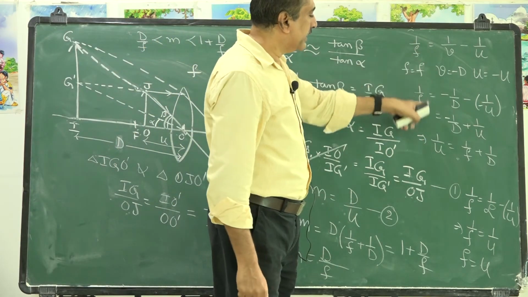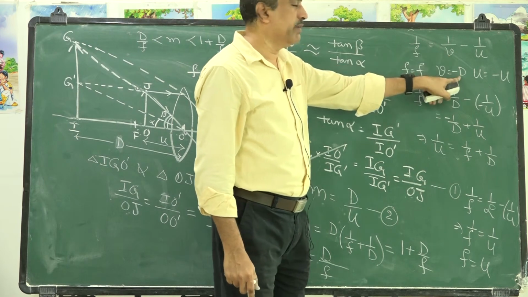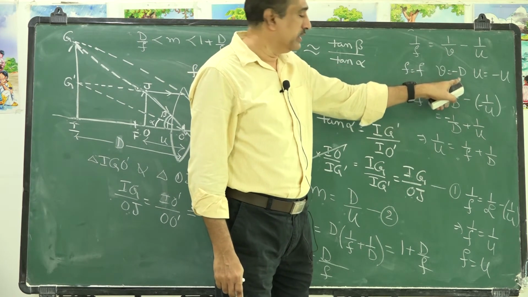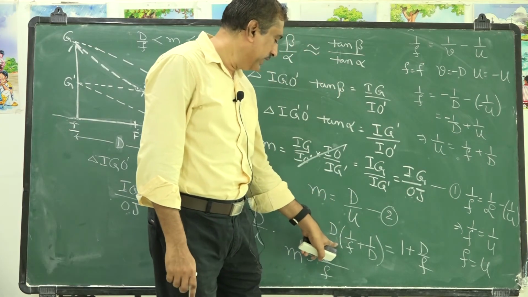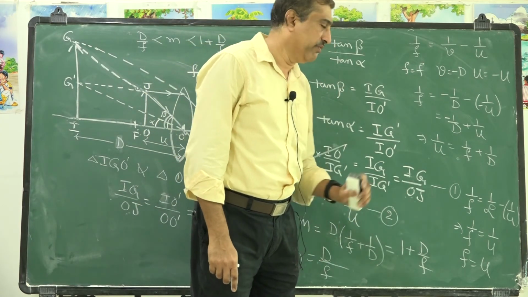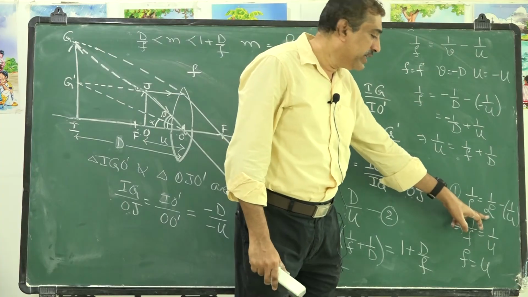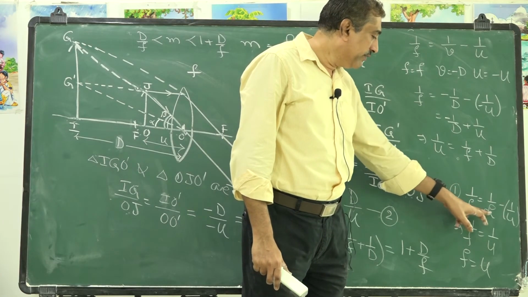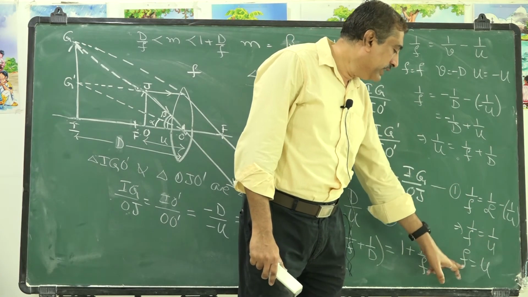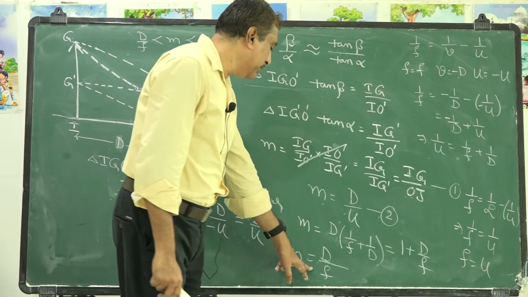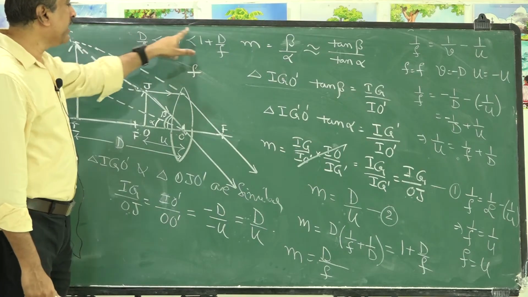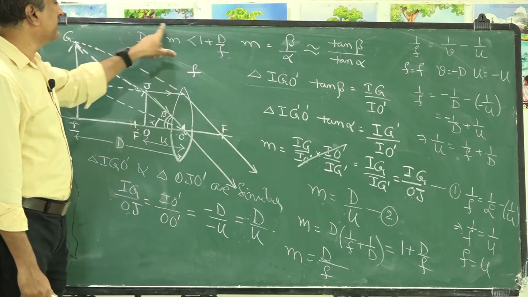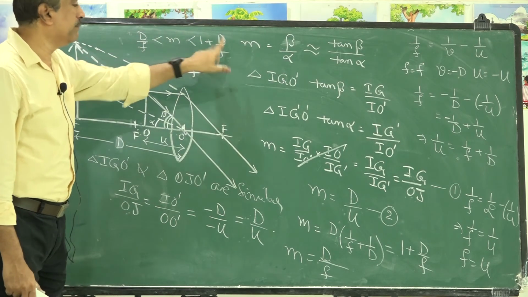This is for case 1, that means when the image is formed at the least distance of distinct vision, we get 1 by u is equal to 1 by f plus 1 by d. Substituting here we get 1 plus d by f. And if the image is formed at infinity, then 1 by f is equal to 1 by u, and in that case f equal to u. So, substituting, we get d by f. And the magnifying power of a simple microscope always lies in between d by f and 1 plus d by f.